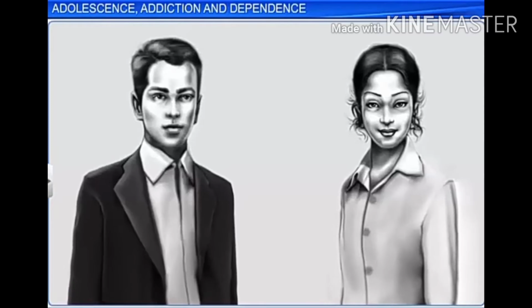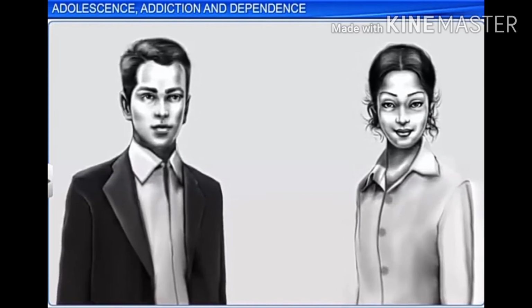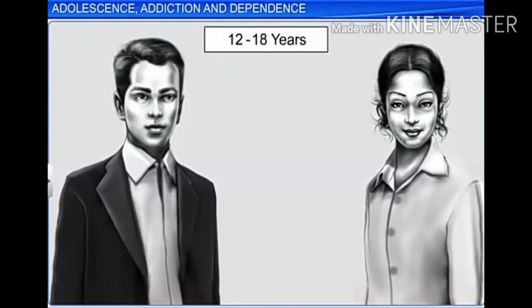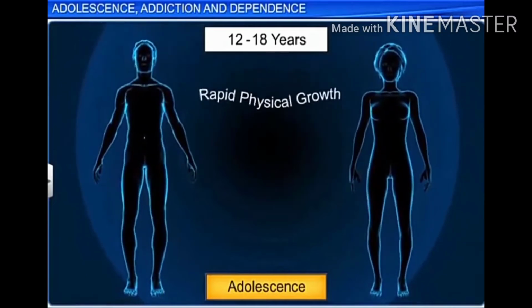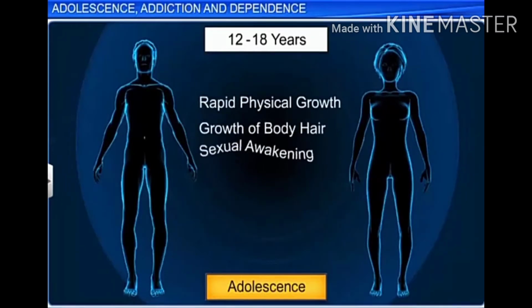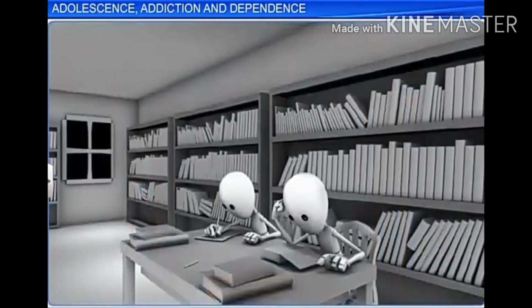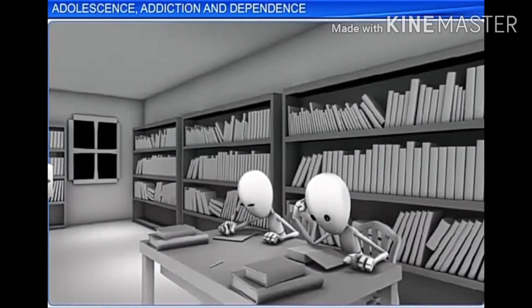Every child, during the ages of 12 to 18, undergoes both physical and behavioral changes. This period, between 12 and 18 years, is known as adolescence. During this period, both boys and girls register rapid physical growth, accompanied by changes like the growth of body hair and a sexual awakening. The voice starts to break to become deeper in the case of boys. In the wake of all these changes, adolescents are very vulnerable mentally and psychologically during this time.